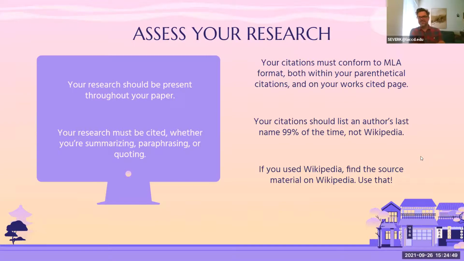So you've done research for your paper. You should have it throughout your paper. And what's important to do is make sure your research is cited. All that means is you tell your reader, this is where I got my information, whether it's a quote, or you're summarizing what you read somewhere. I don't think we've gone over this yet, but eventually you'll want your citations to be in MLA format. So keep that in mind. Your citations should be formatted correctly.